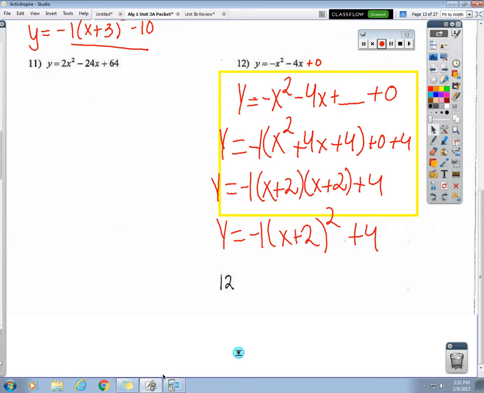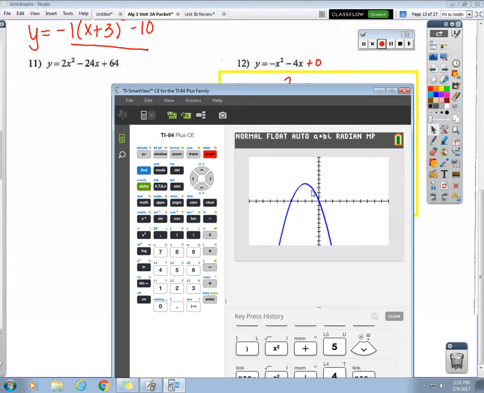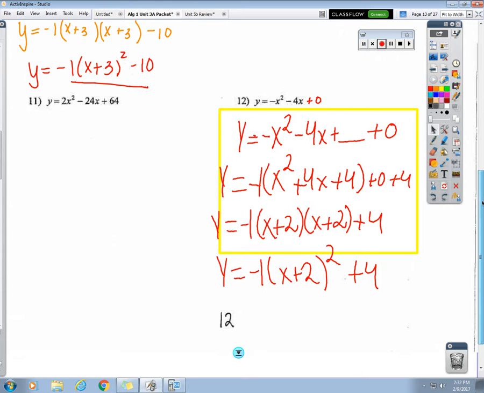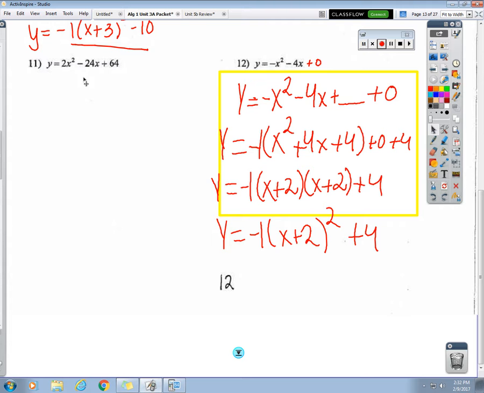Okay, so just remember, you have to look at the shifts. To get to this vertex, you had to go left 2 and up 4. To represent left 2, it's x plus 2 inside parentheses. To go up 4, it's plus 4 outside. You have to make sure it's squared to make the parabola shape, and you have to make sure your a value is always out front. A is negative 1, so negative 1 better be there, or at least a negative. Like so over here. Let's try number 11 that way.